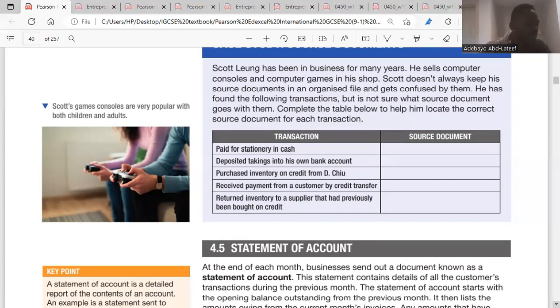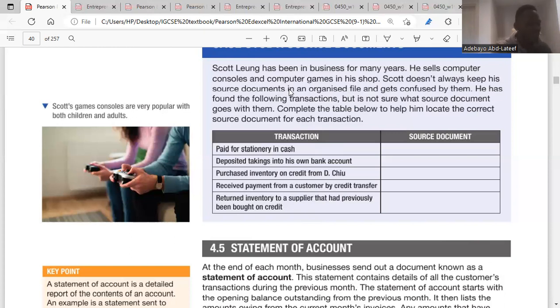The source document. But wait, he sells. He sells, right? He's the one that sells. Scott Leon sells. So now, paid for stationery. Okay. Sorry, for the first one, because he sells. So he bought stationery. He would have received, okay, yes, good.